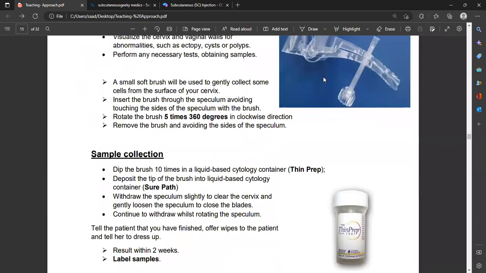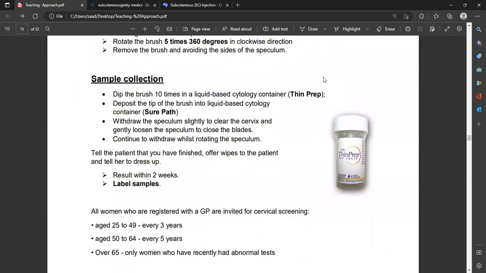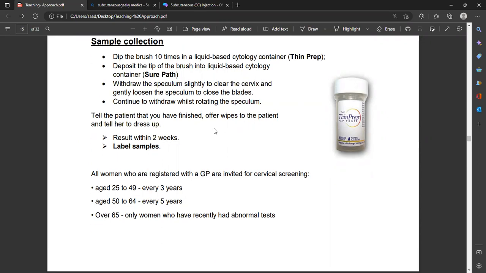If there is thin prep, you don't drop the head of this brush, or you will lose marks. In thin prep, you have to dip 10 times. In short path, you have to detach the head, the white portion, into the container. The container is usually open from the upper end. And then label. The labeling part is important.